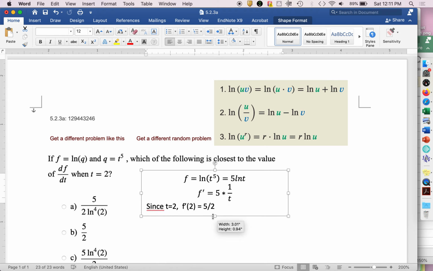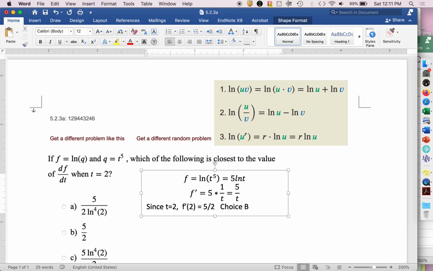Okay, next we can plug in the 2. I want to do f prime of 2. I want to plug in t equals 2. So because this is 5 over t, we can now just say that's 5 over 2. So super fast on this problem, that's just going to be choice B.